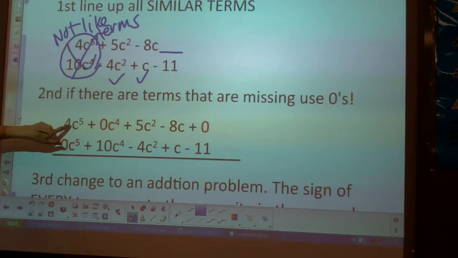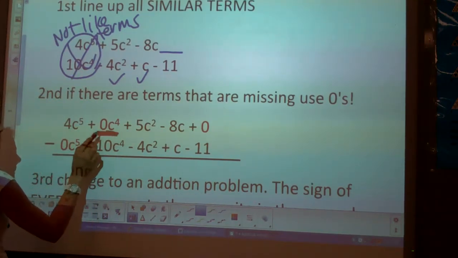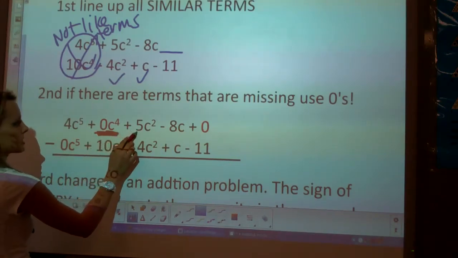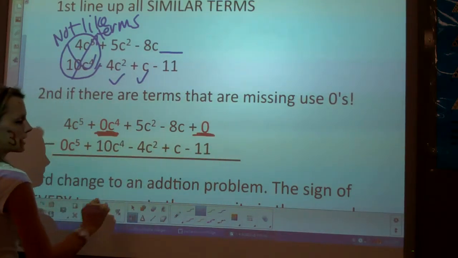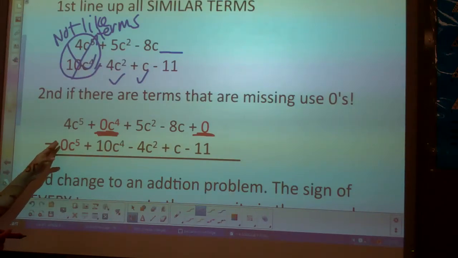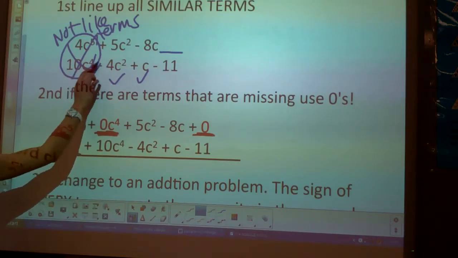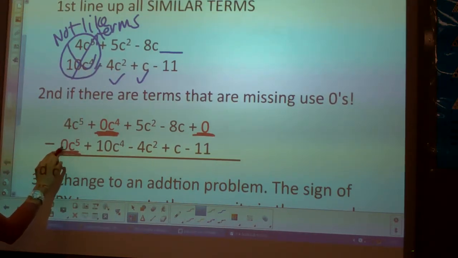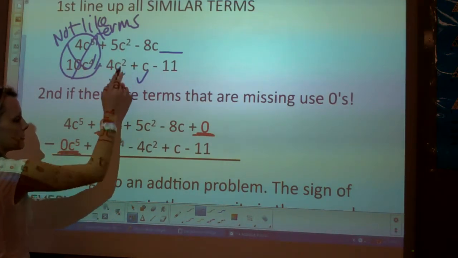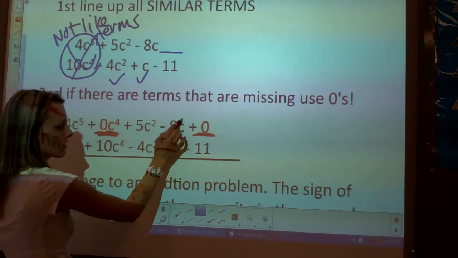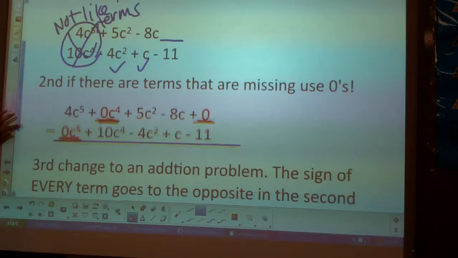So we start by recopying it. 4c to the 5th plus, and we don't have any c to the 4ths, so we have to add a 0c to the 4th. Plus 5c squared minus 8c, and we don't have a constant term at the end, so we need to add a 0 for a placeholder. And then when we write the second polynomial, we don't have any c to the 5ths in our second polynomial, so we have to add 0. Plus 10c to the 4th, these match. Minus 4c squared, yep, these are like terms. Plus c, these are like terms. And minus 11, these are like terms.